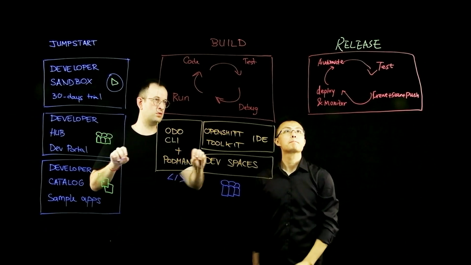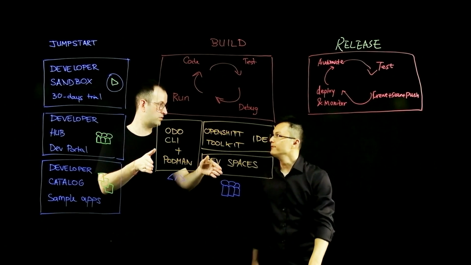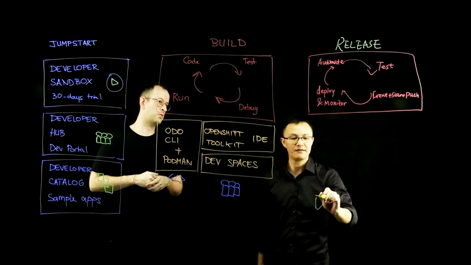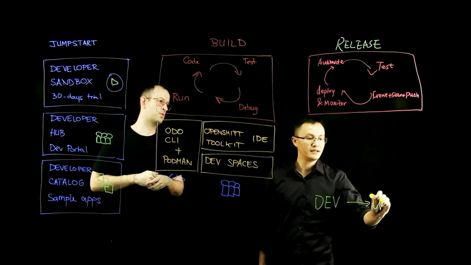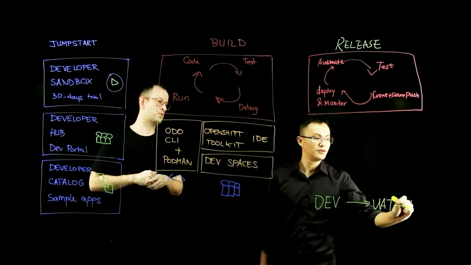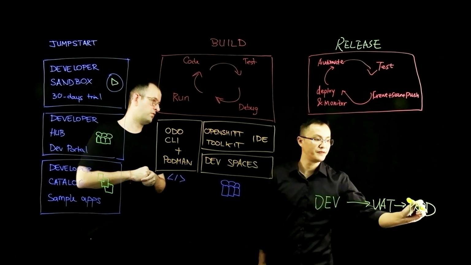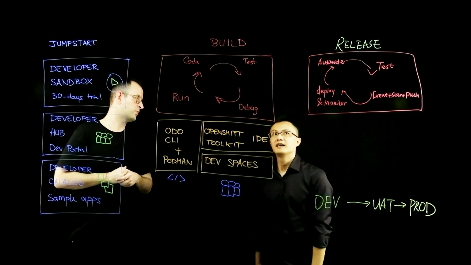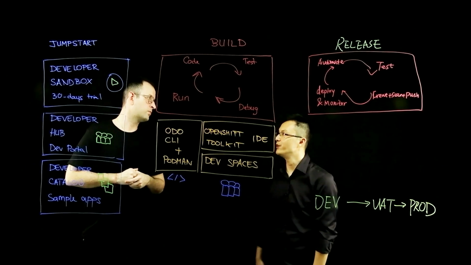I suppose you use that to streamline changes going from dev to UAT to production? That's right. So we have dev to UAT to production, as an example of environments. Yeah. Environments. So in order to complete this cycle, we also have a bunch of tools to help you.